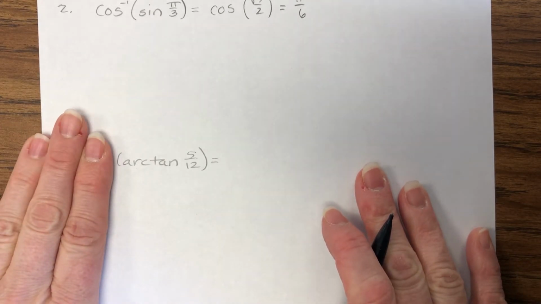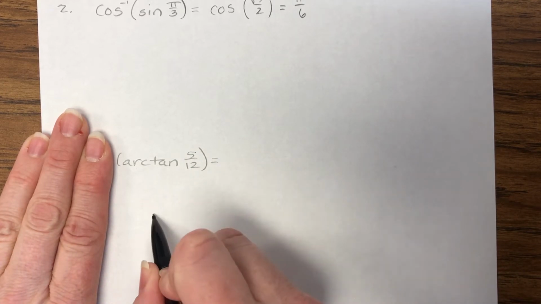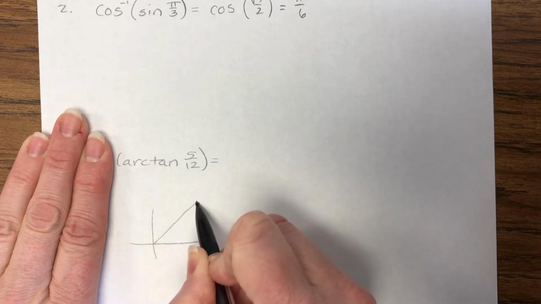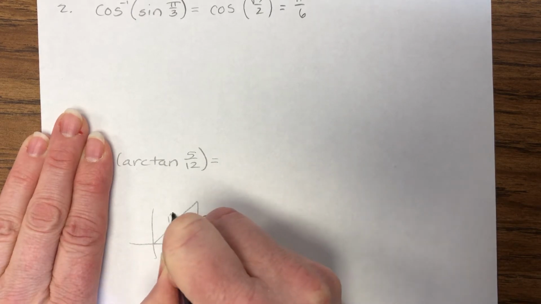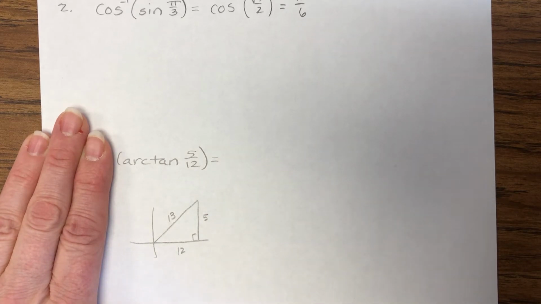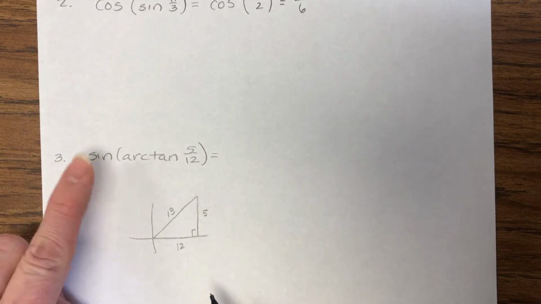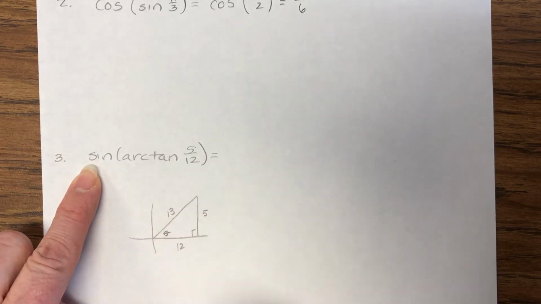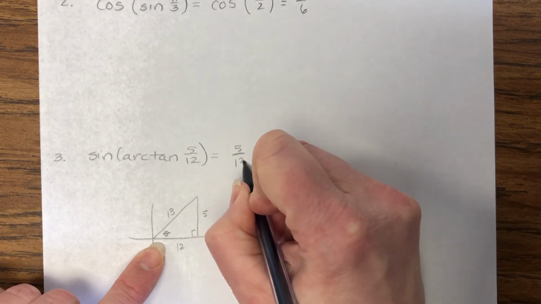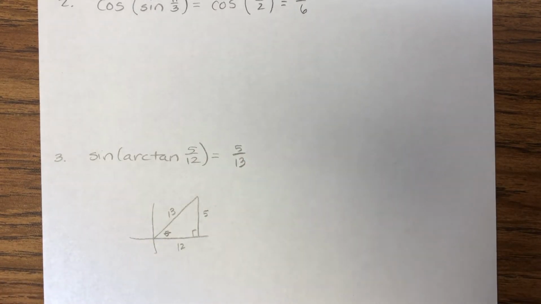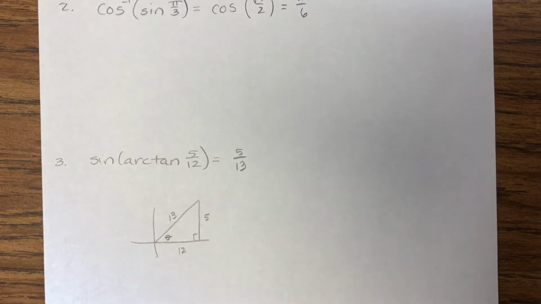Inverse tangent of 5/12, not one of the ones that we have memorized, so I'm going to draw a triangle. It's positive, so it's in quadrant 1. Tangent is 5/12, a 5, 12, 13 triangle. Again, if you don't recognize that, you can do the Pythagorean theorem. But then we want the sine of that angle. So the sine of that angle is going to equal 5/13. So these are examples of problems where you have different trig functions and inverse trig functions. They are not the same.